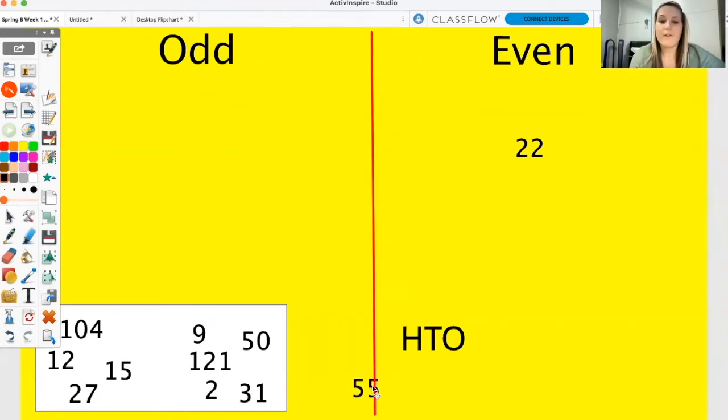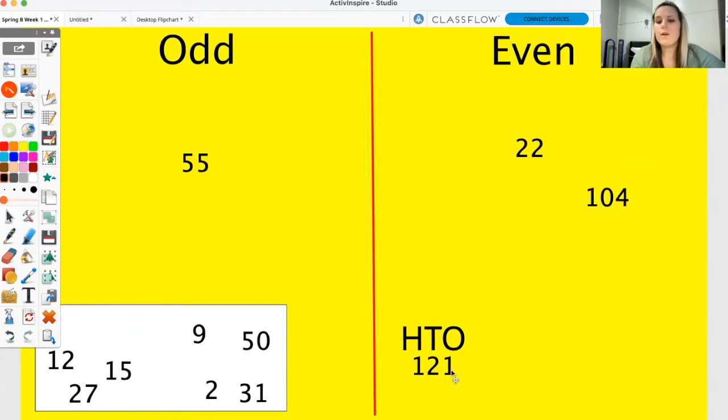Let's have a look at 55. There's a 5 in the 1s column. 2, 4, 6, 8, 0. Nope, so that must be odd. Let's look at this number, 104. We don't need to look at the hundreds. We don't need to look at the 10s. We just look at the 1s. There's 4 1s, 2, 4, 6, 8, 0. I said 4.